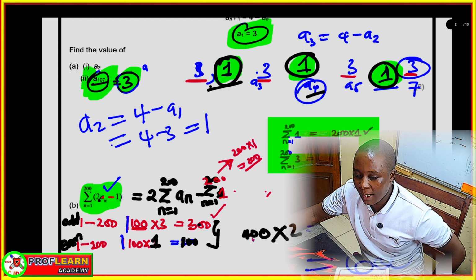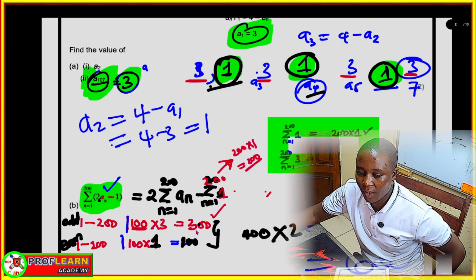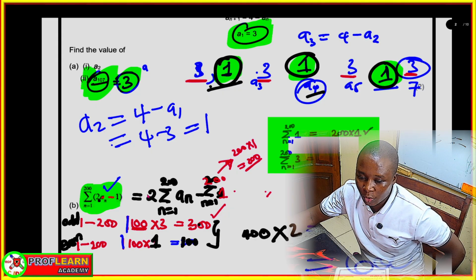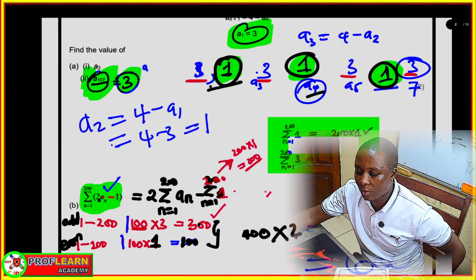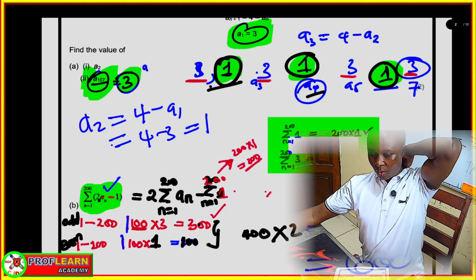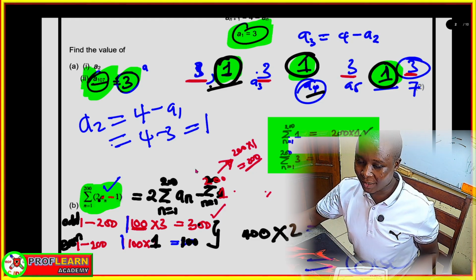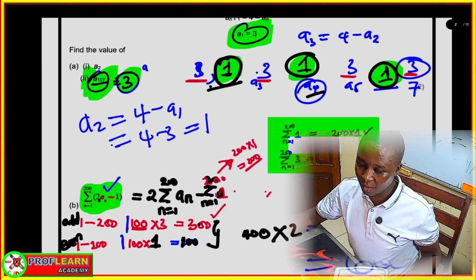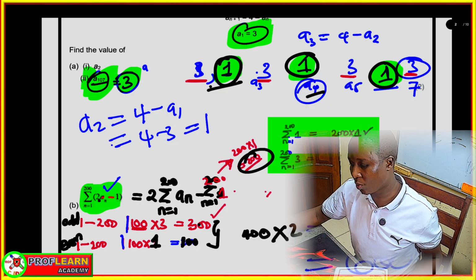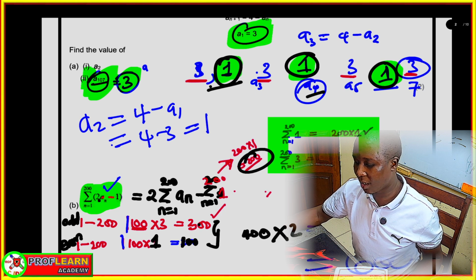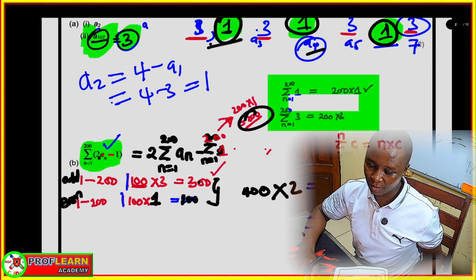So if you add them, 300 plus 100, you get 400. But there was a 2 here, so it will be 400 times 2. Then that is going to be equal to 800. But remember, this is subtracted and this is 200, so it will be 800 minus 200, and that becomes 600.